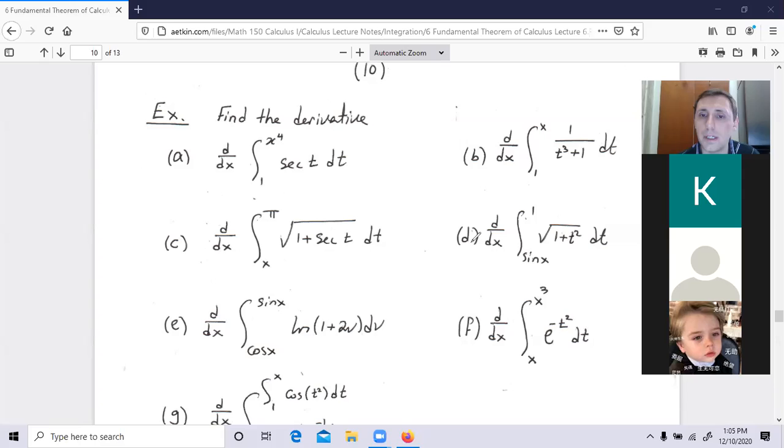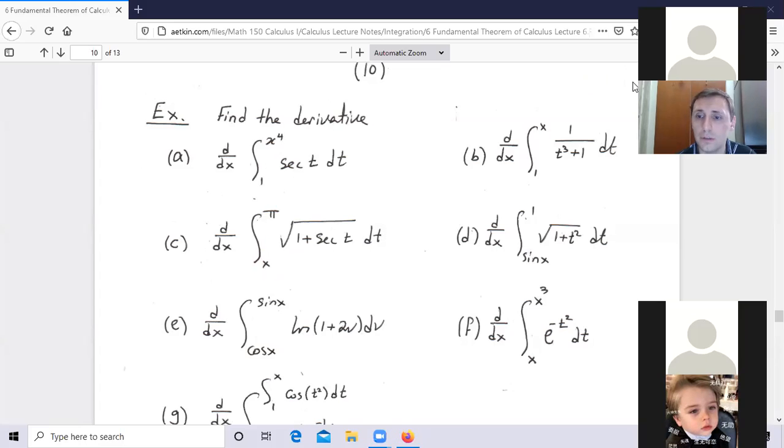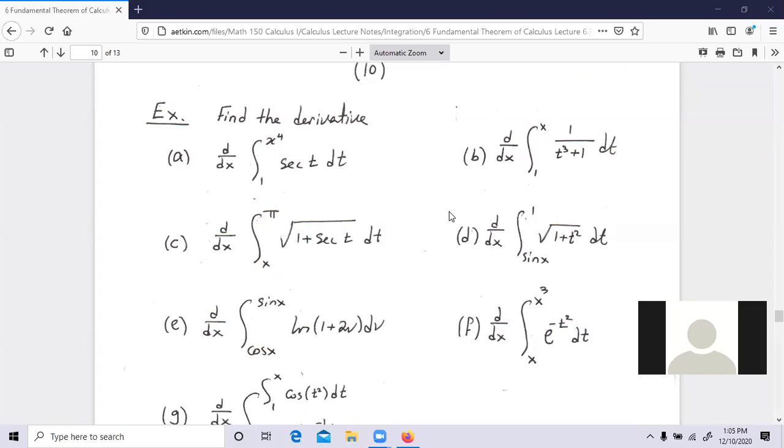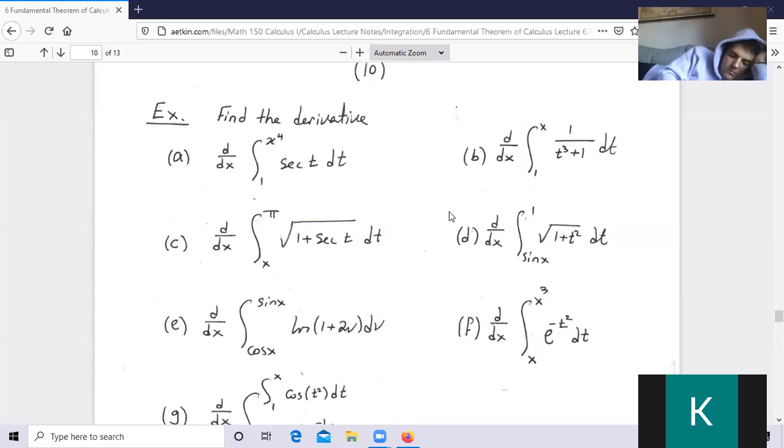Now please do number D. Because x is on the bottom, x has to be on the top when you use the fundamental theorem of calculus. So to make x go to the top, I multiply by -1. Make sure that you understand the fundamental theorem of calculus and not just symbol push. We studied it for a short time, but you have this video and you have these notes. You should look through them.